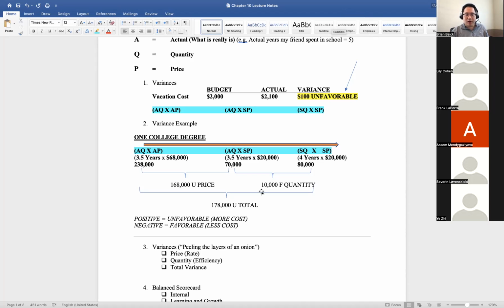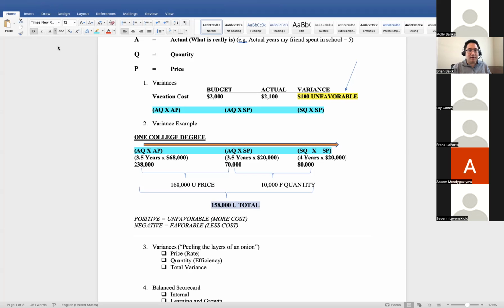The reason why it's unfavorable, you take 238,000, so I'm going left to right. 238,000 minus 80,000 equals 158,000. And it's a positive number, so it's unfavorable. Okay, so we have all of our three variances.